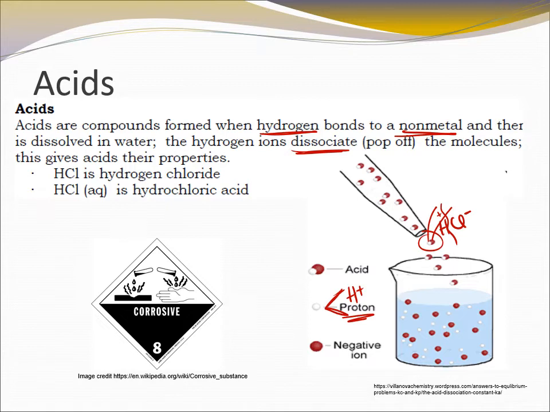So in the water, we would have hydrogen ion, negatively charged anion, hydrogen ion, anion, hydrogen ion, anion. And this dissociation, these separate charges floating around in the water, is what gives acids their properties. One of the most famous, of course, is that acids are pretty corrosive.